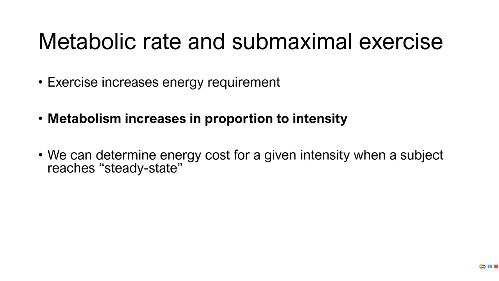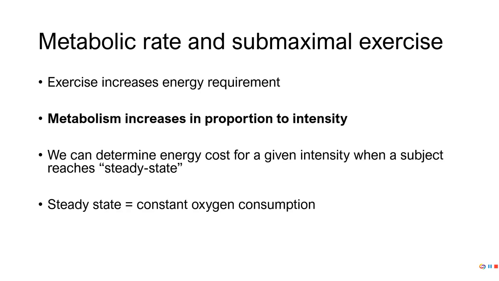And so ultimately, we can determine how much it costs, or how many calories we use, for a given intensity when someone reaches steady state. And remember, steady state, we have constant oxygen consumption, so we can measure this by having someone breathe on a mouthpiece while they're doing a treadmill test. It just takes a few minutes to get there. And we're going to explain in a couple of lectures later why it takes some time to occur.